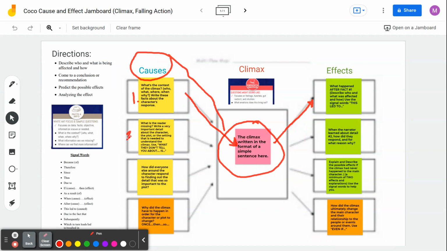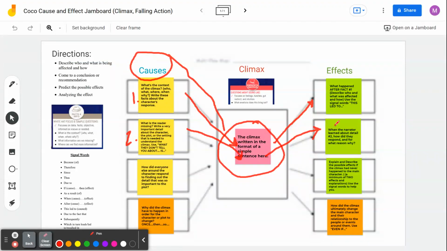From there, we'll come over here to number two, which is what is the reader missing? Write a very important detail about the character, about either Hector or Miguel that we're missing. What they don't tell you about Miguel is, or what they don't tell you about Hector is, this prompts Miguel to do something very, very important. It's connected to a photo. And so I want to give you that breadcrumb. Go back to the climax to double check and make sure that those two fit, and then come back out here to the green sticky note.